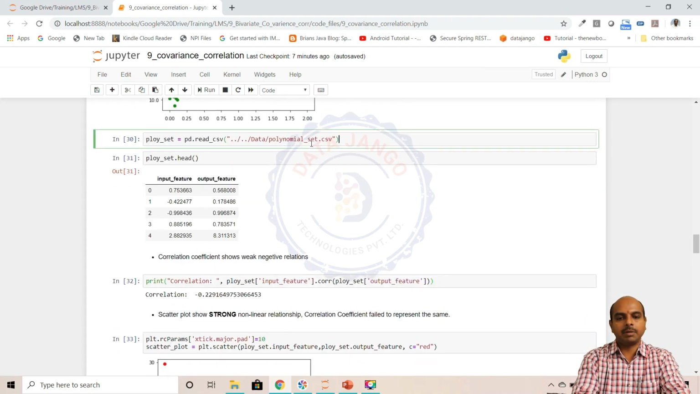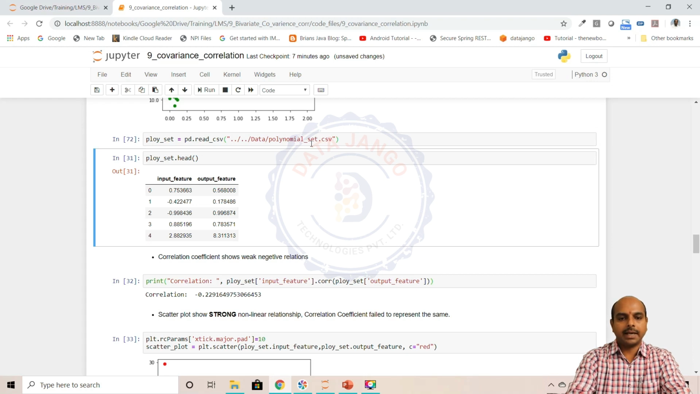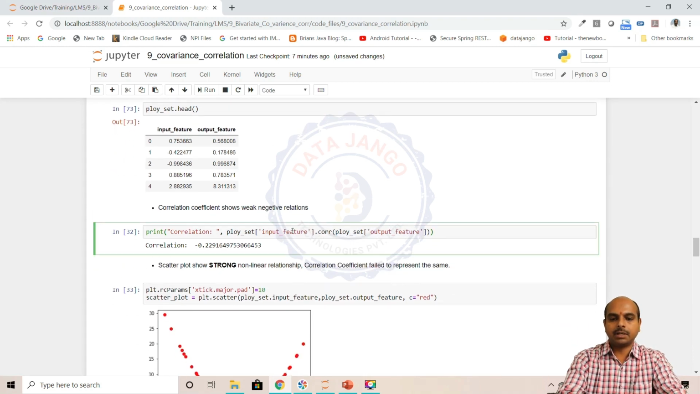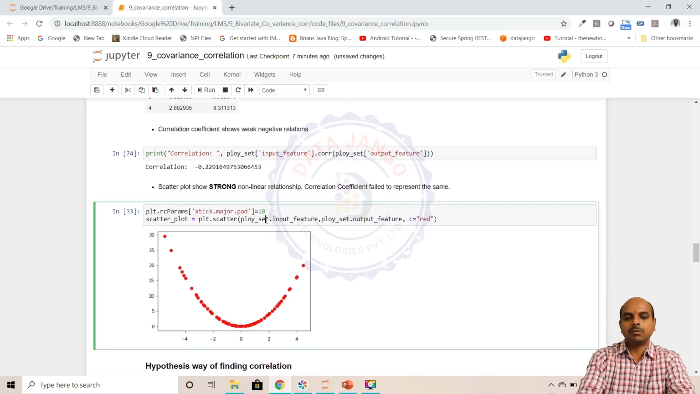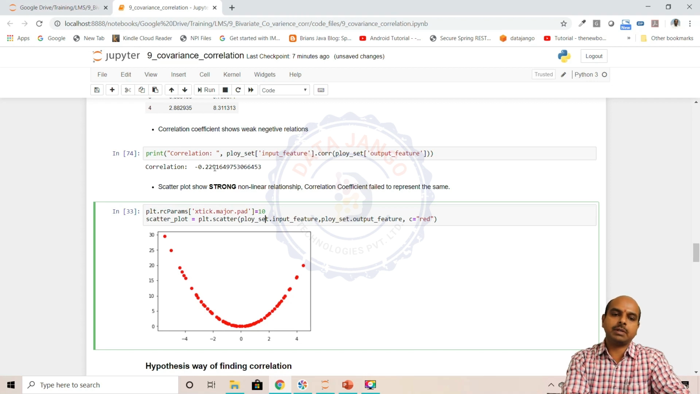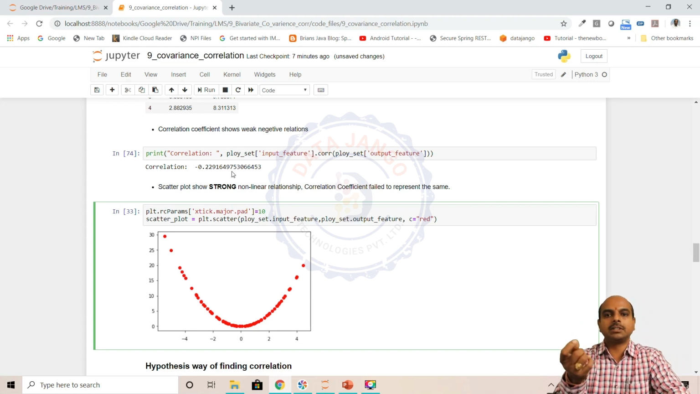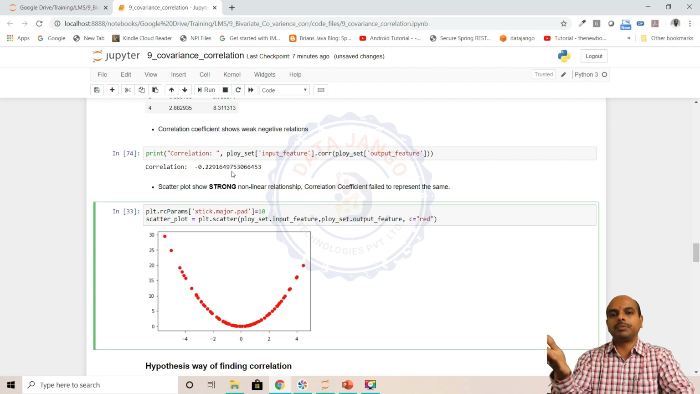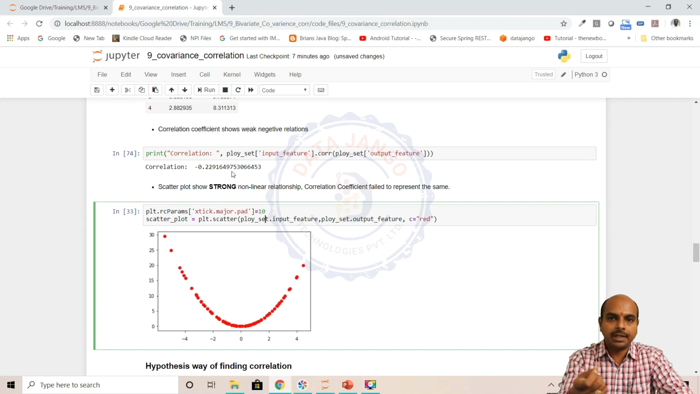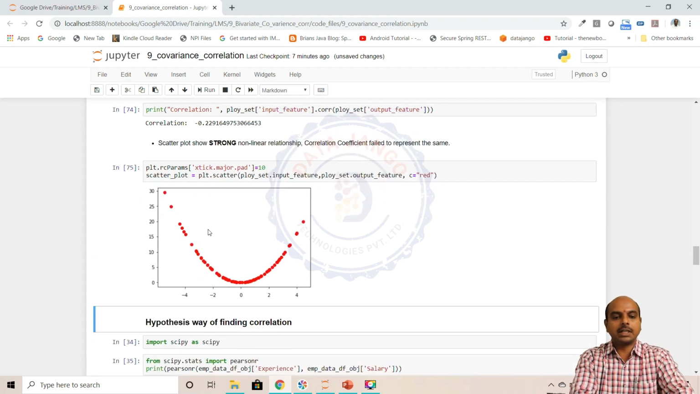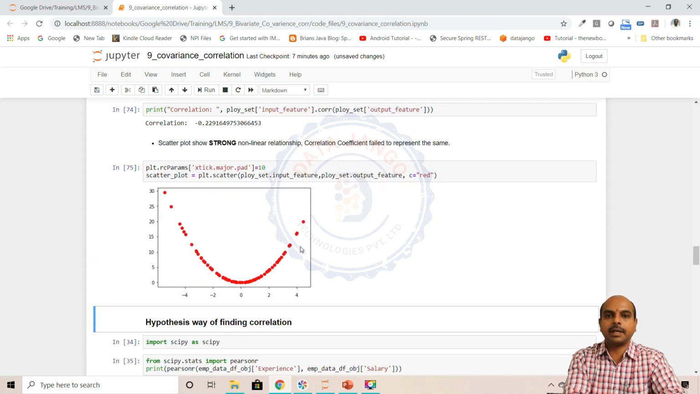And I have taken the polynomial dataset, looked at the head in the data frame, and then calculated the correlation. When I look at this correlation coefficient, it is giving me 0.22, or when you round it off, 0.23. When you look at that number only, you may think that there is no relationship, or the input feature is not strongly related to the output feature, and we may not be able to use it in machine learning algorithms to predict. But when you look at the scatter plot, the actual relationship is clearly visible there, right?